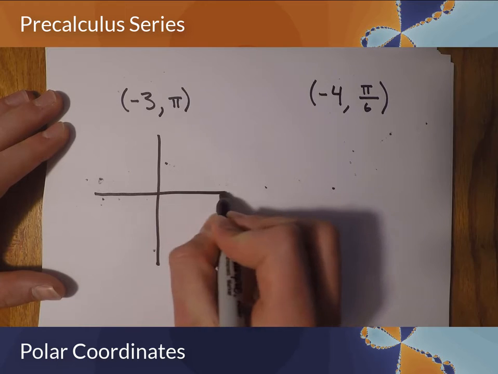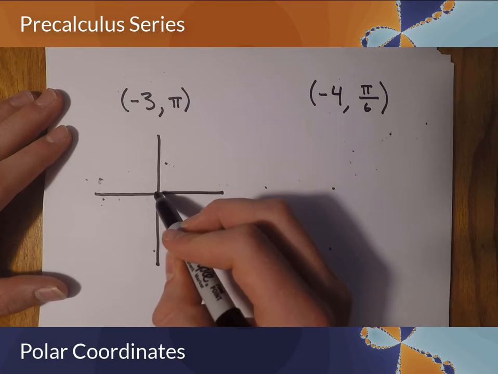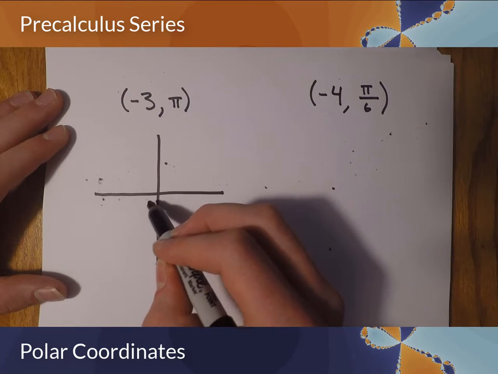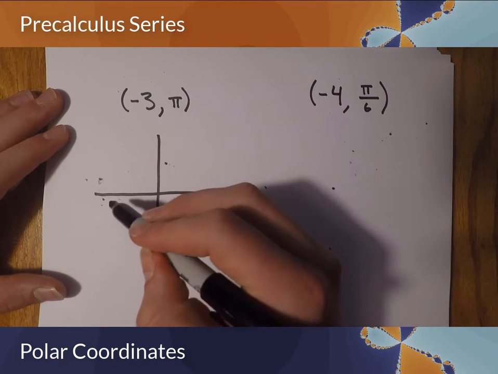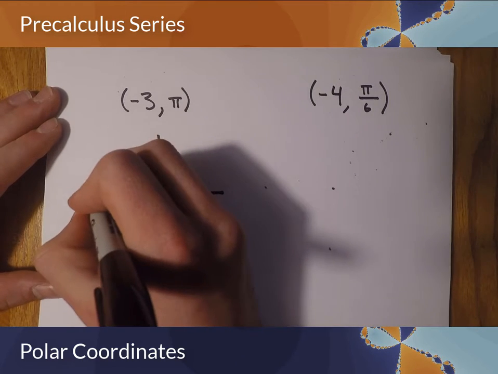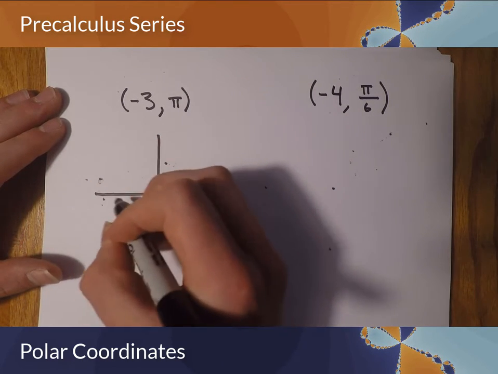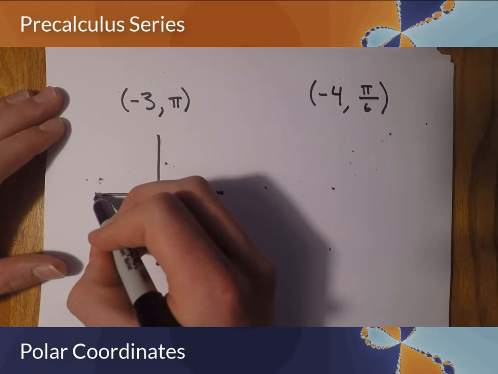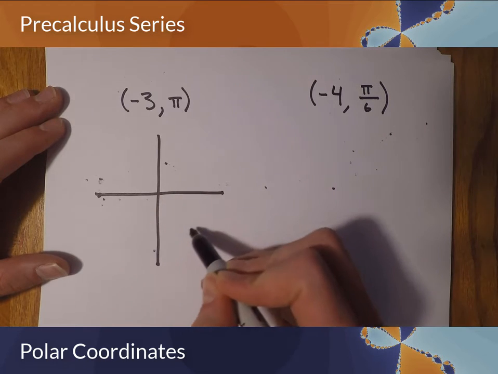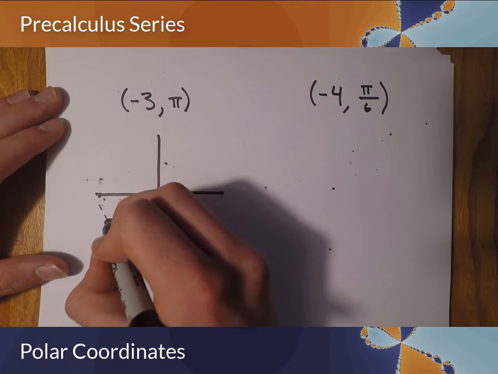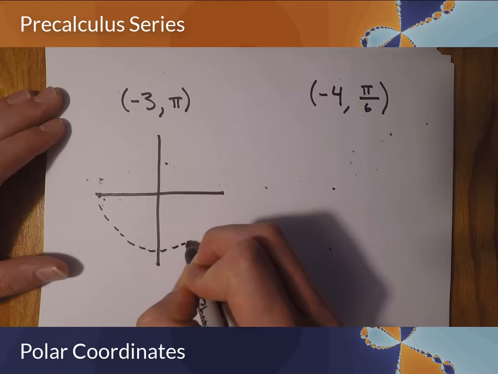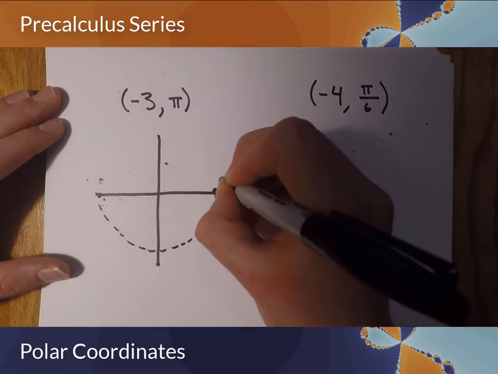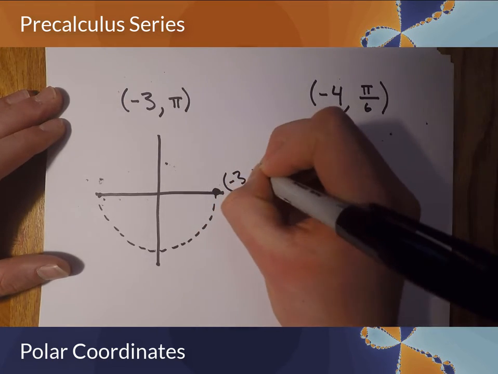Alright, so I'm going to draw my axes. And so instead of moving positive 3 over, what you do is you go over -3, or 3 in the opposite direction. All right, so you move over 3. So here's your radius 3, but it's just in the opposite direction. So here's -3. All right? And then from there, you move it around the axis pi, like that. And right here will be the point -3, pi.